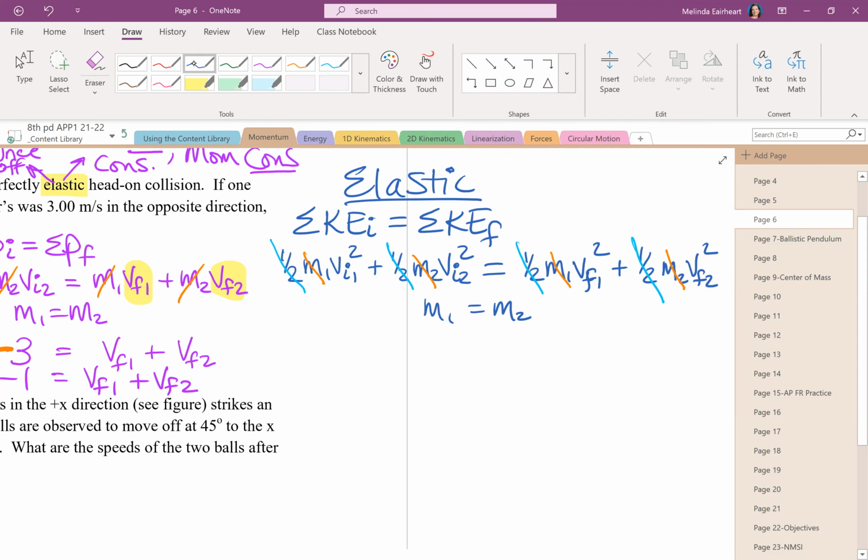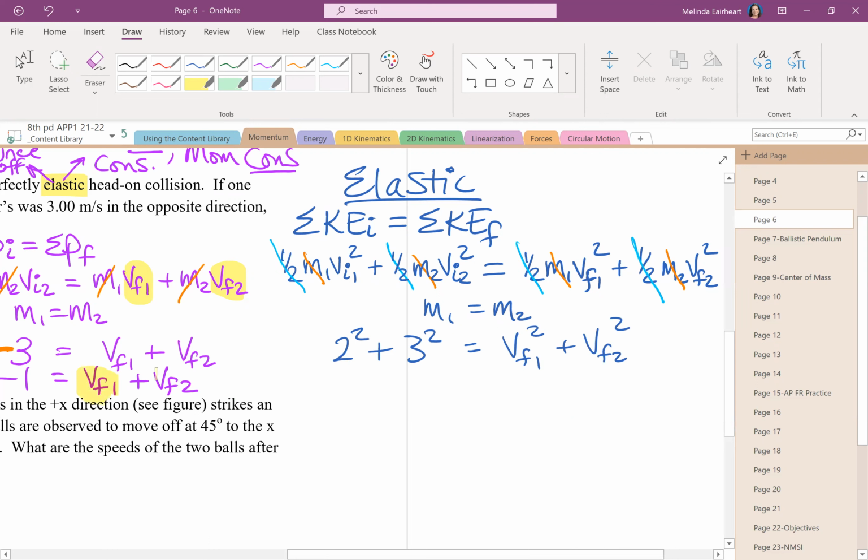And even if you did put -3, you're going to square it, right? And so we get that 2 squared plus 3 squared equals, oh, look, it's the same two unknowns, but they are squared. And so I have two equations with the same two unknowns. We're going to solve one. I'm going to solve for one of the variables with the momentum, and then we can plug it into the energy statement. Yes?